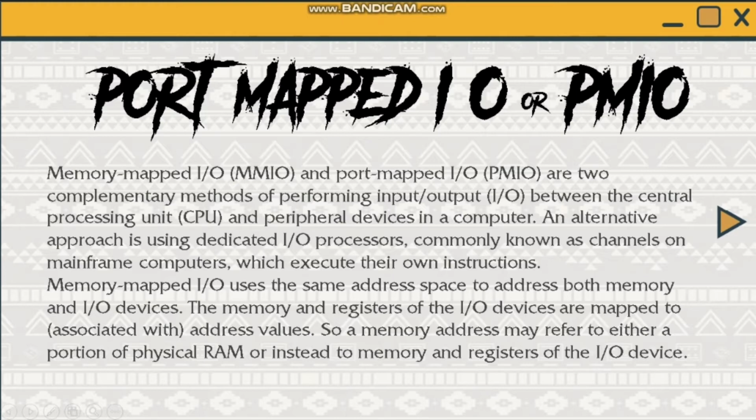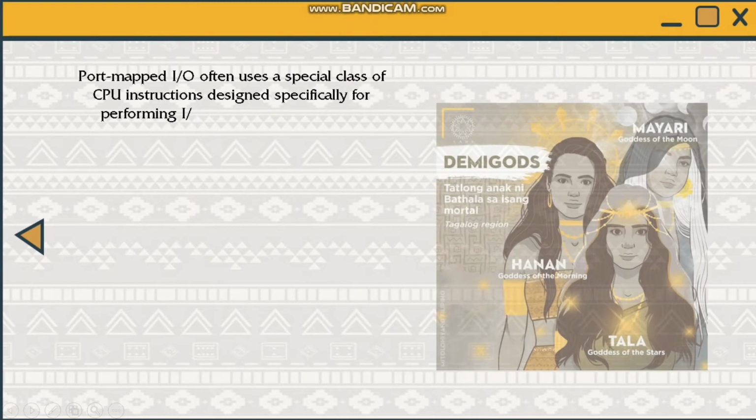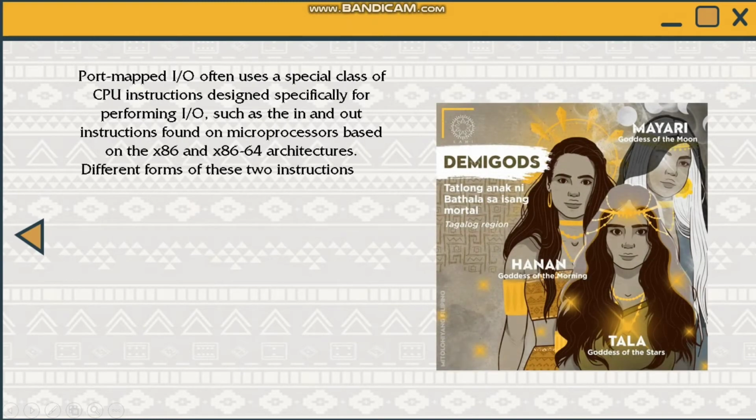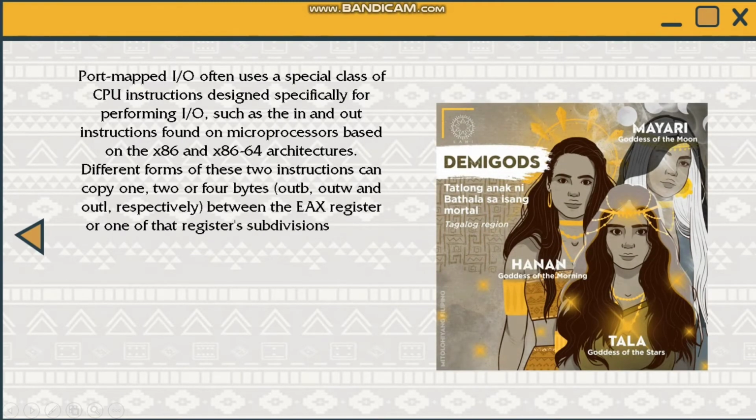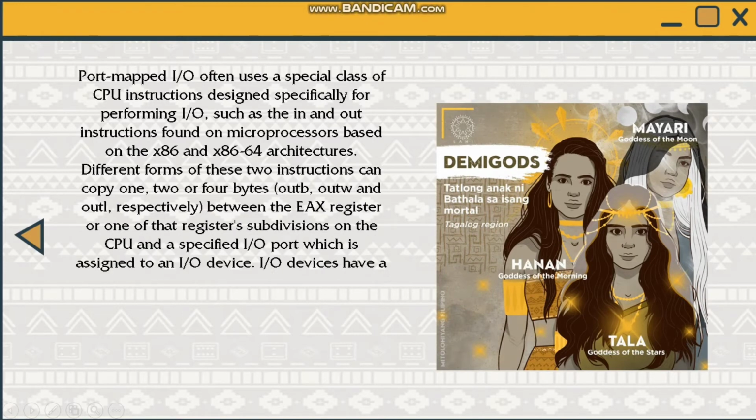Memory mapped I/O uses the same address space to address both memory and I/O devices. The memories and registers of the I/O devices are mapped to associated address values. So a memory address may refer to either a portion of physical RAM or instead to a memory and register of the I/O device.